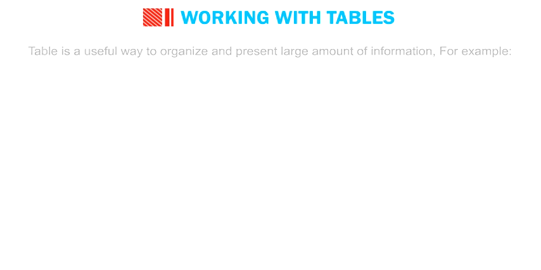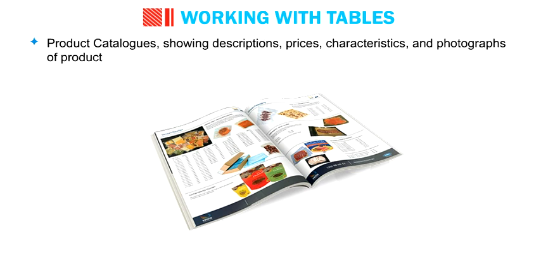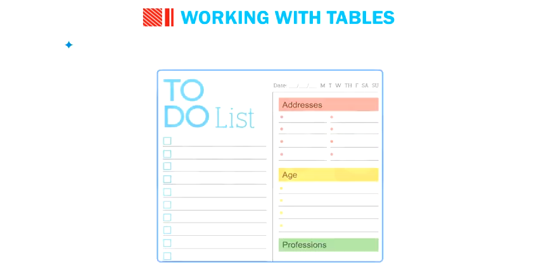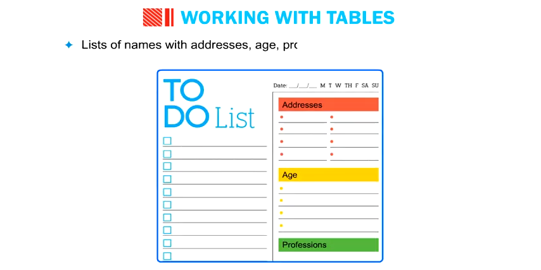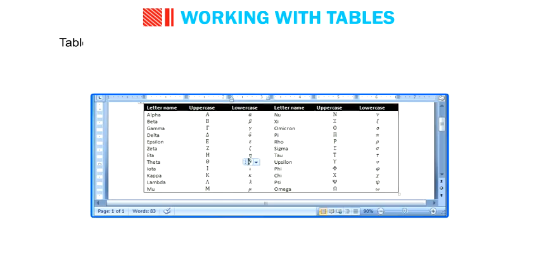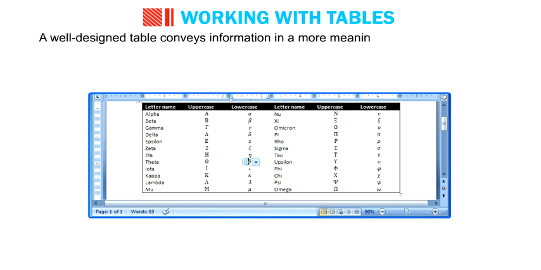For example, product catalogs showing descriptions, prices, characteristics and photographs of products. Bills or invoices. List of names with addresses, age, professions and other information. Financial or statistical reports. Tables can often be used as an alternative to spreadsheets to organize data. A well-designed table conveys information in a more meaningful way rather than the written text.